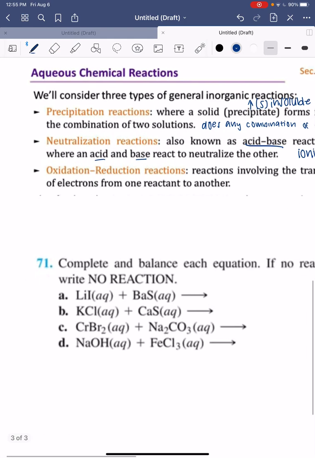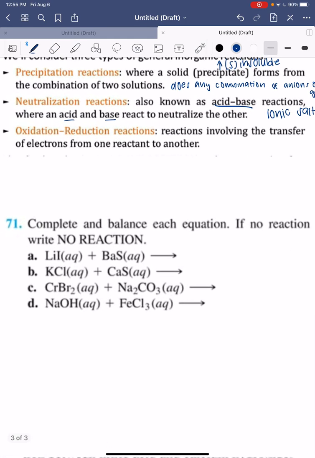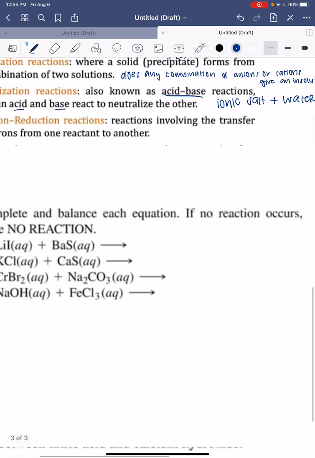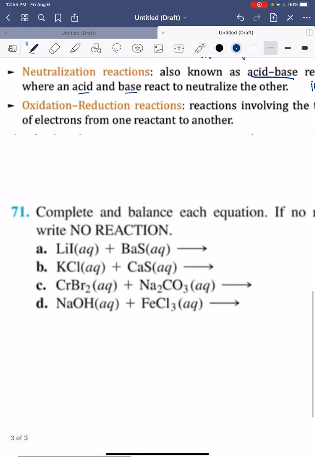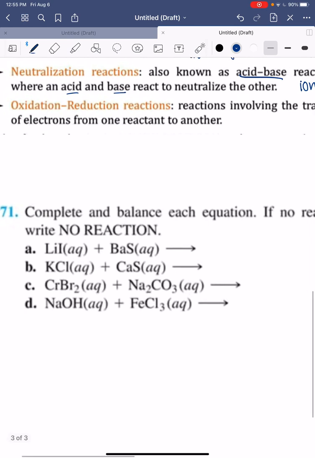Let's look at an example here. Number 71. Complete and balance each equation. If no reaction occurs, write no reaction. And no reaction will occur if all of the products are soluble and none of them are insoluble and form precipitates. Lithium iodide plus barium sulfide.